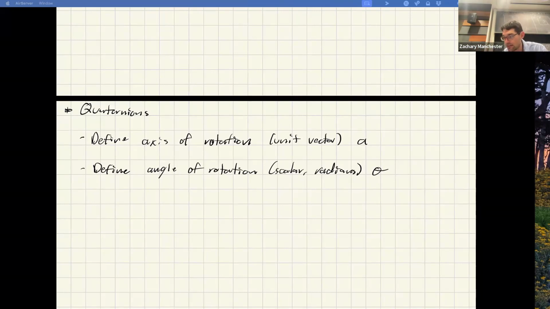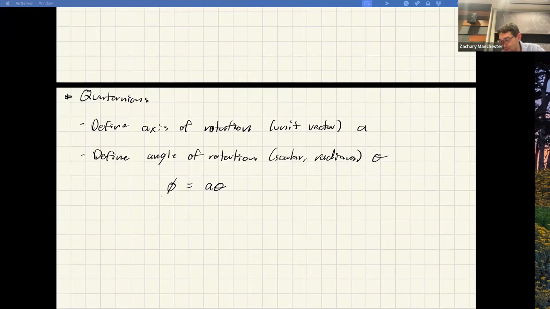We're given those two things, and we're now going to define this thing that we're going to call phi, which is A times theta. So this is a 3D vector whose direction is the axis of rotation and whose magnitude is the angle of rotation in radians. Has anyone seen this before? Cool. Yeah, these show up a lot. There are deep, fancy math reasons why they show up a lot. We don't need them quite yet, but I'll give you some hints later.